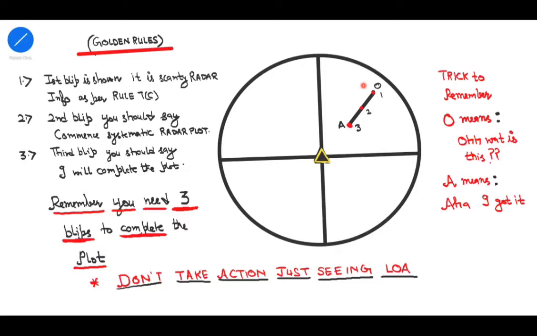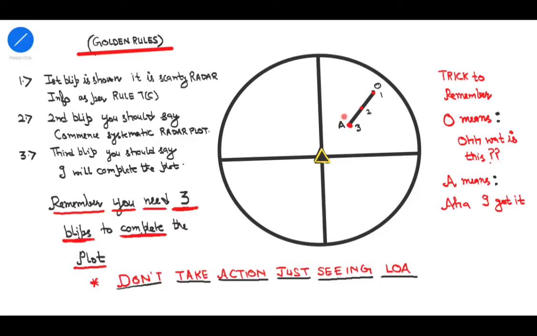Now, if the surveyor shows you the second blip, which is here, then you will say, I will commence systematic radar plotting. Okay, so one more blip is there, so you will commence your systematic radar plot. And then once you get the third blip, you will say to the surveyor, I will complete the plot. Okay, remember, you need 3 blips to complete the plot.